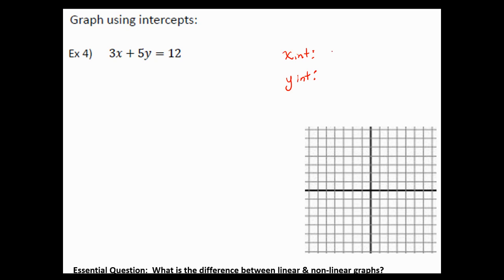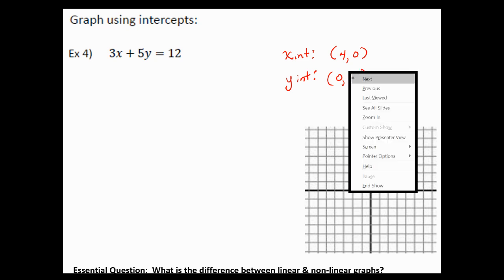Okay, so for the x-intercept, you should have made y 0. The x would have been 4. If you're looking for the y-intercept, you make the x 0. And you should have gotten 12 fifths.